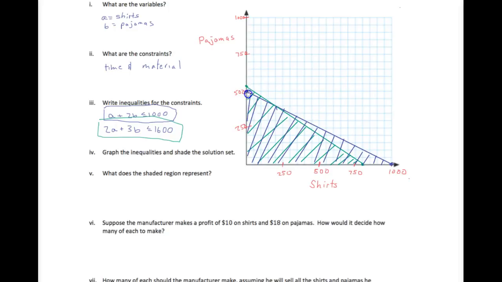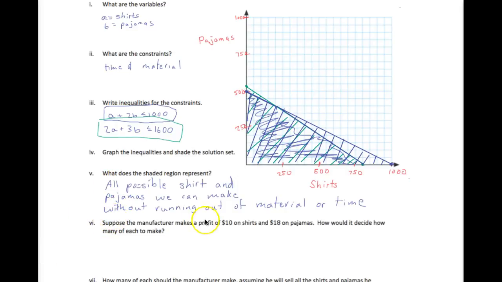Next, we're asked, what does the shaded region mean? Remember, we're going to take just the parts where it overlaps. So we're only looking at this much, and let me darken it in a little bit. All of this horrible mess here, sorry, I'm making a big mess of it, but those are the possible combinations of pajamas and tops that we can make without running out of material or time.